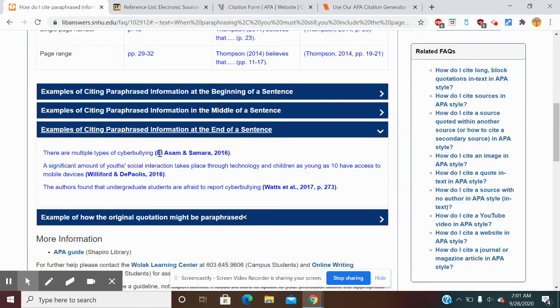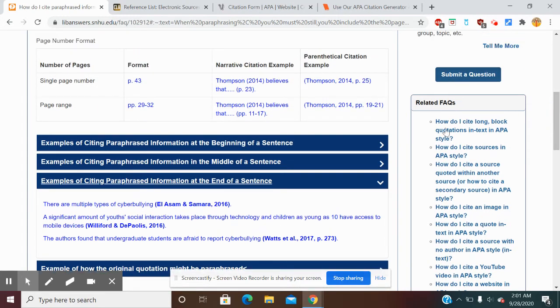There are multiple types of cyberbullying. Elasam and Samara 2016. This is an example of citing paraphrased information that happens at the end of a sentence. And this is called the parenthetical citation example right here. This is my favorite. What I like to do is basically mention the author's name here in the beginning. I will say Elasam and Samara mention in their paper, and I would probably give the title of the paper. If you don't need to give the title, you don't have to, but you can definitely mention them in the beginning and say that Elasam and Samara stated there are multiple types of cyberbullying.